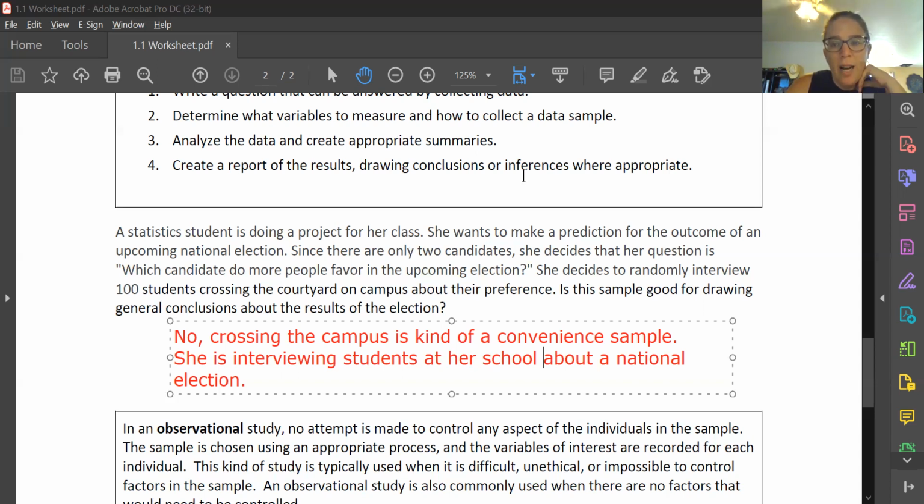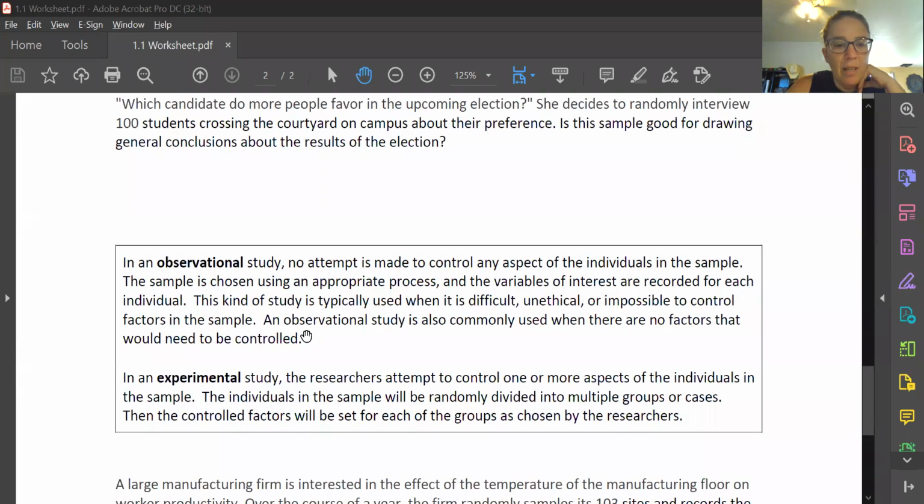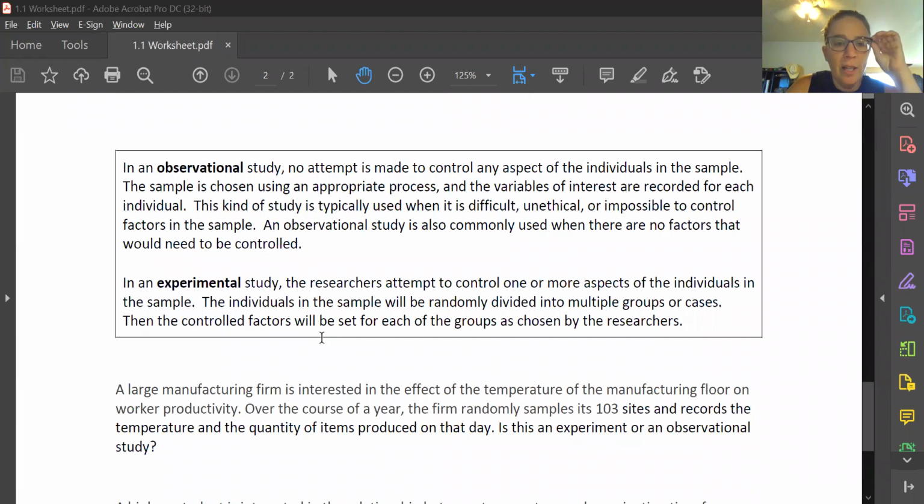So let's look at the last part here. We have observational versus experimental. Observational is a study where you just look.